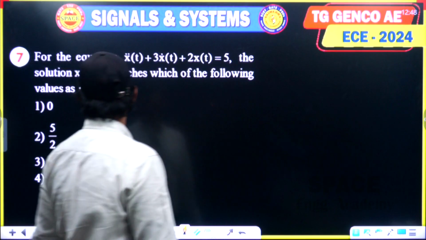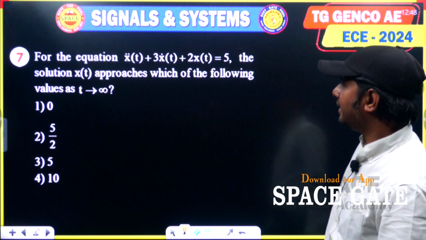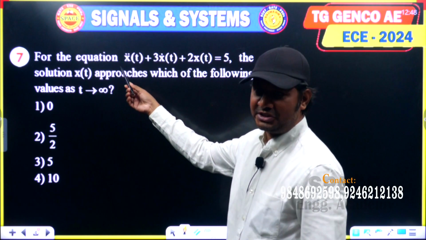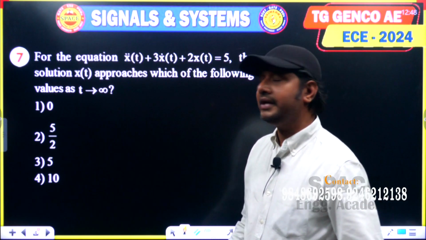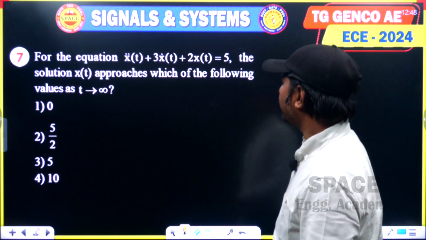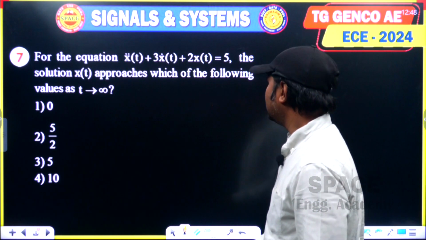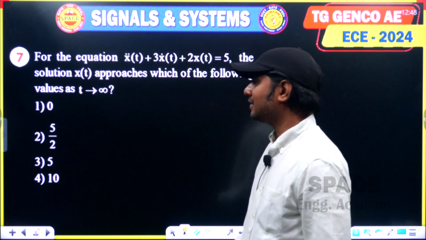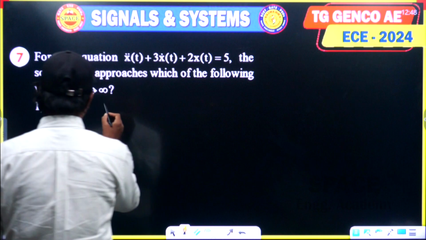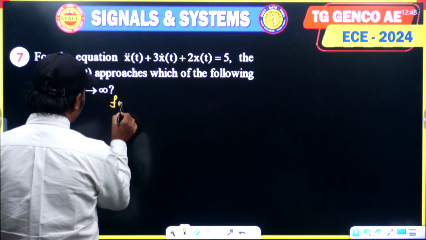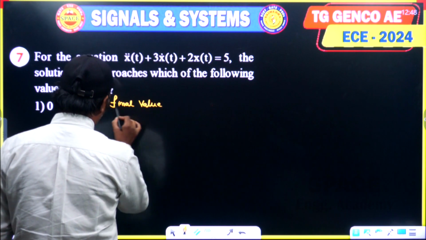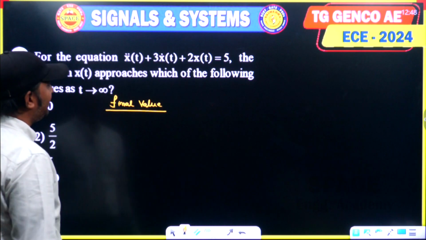This is the next question. Question number 7. Here he said, for the equation x double dot of t, means double time differentiation, is nothing but d square x of t by dt square plus 3x dot of t plus 2x of t is equal to 5, the solution x of t approaches which of the following values as t tends to infinite? Means he is asking us to find out the final value. Now what is the differential equation?